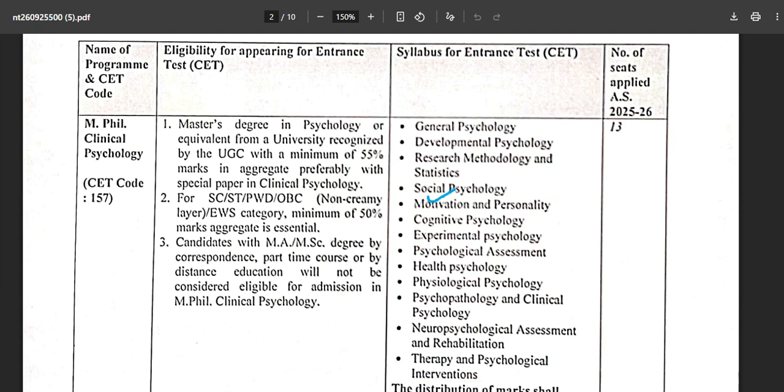Okay, motivation and personality, no matter what, read about Abraham Maslow, read about Gordon Allport, and all the basic stuff you need to do properly, so that even the difficult questions will seem easy to you.